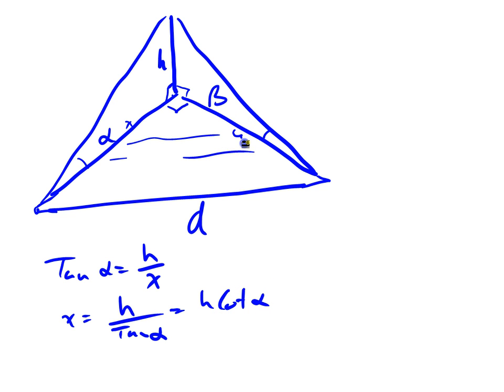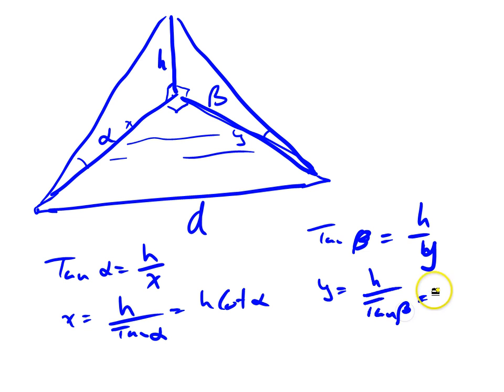Likewise over here, let's call this side length y, from here down to there. And I have a similar relationship in that the tangent of beta is opposite over adjacent side. So the tangent of beta is h divided by y, and I can find y. I'm multiplying by y, then dividing by the tangent of beta, so y equals h divided by the tangent of beta. So this is h times the cotangent of beta.